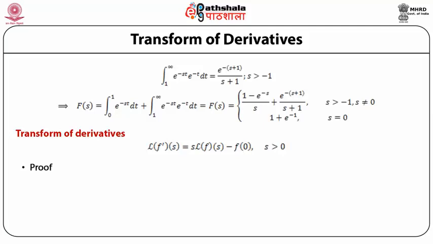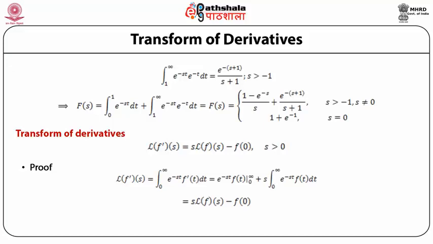Next, we prove it. Take Laplace of f prime of s. This is equal to the integral from 0 to infinity of e raised to power minus st f prime of t dt. This may be simplified by integration by parts to give e raised to power minus st f of t with the limits substituted as 0 and infinity, plus s times the integral over the limit 0 to infinity of e raised to power minus st f of t dt. This is equal to s times Laplace of function small f of s minus function small f of 0. Hence, the theorem is proved.